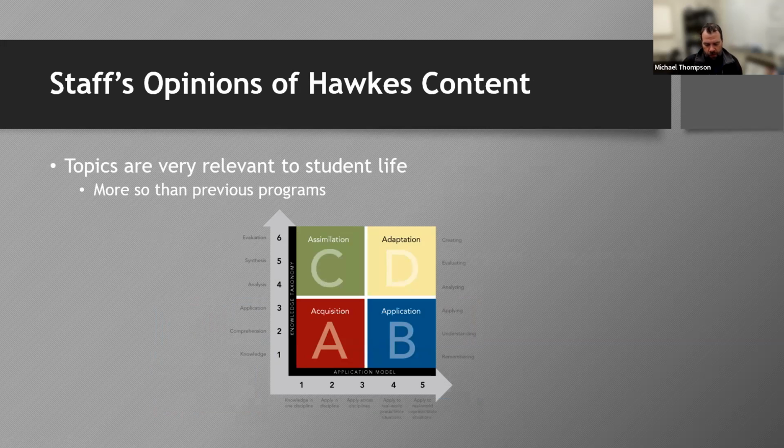Another thing that I really like about Hawks, and Hawks made it a point to let us know this, is the reading. The previous program that we were using, their readings were interesting, but they were kind of all over the place. One was even about how to brew beer, which was kind of weird for 19, 20-year-olds. Not that I don't like beer, but I didn't know if that was very appropriate for younger college students. But anyway, the Hawks topics are very relevant to college life.